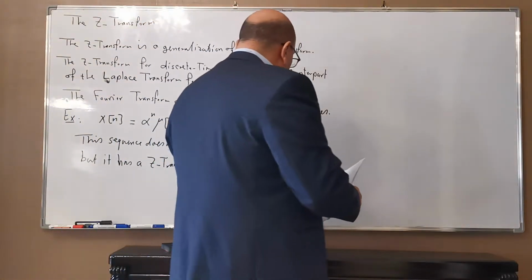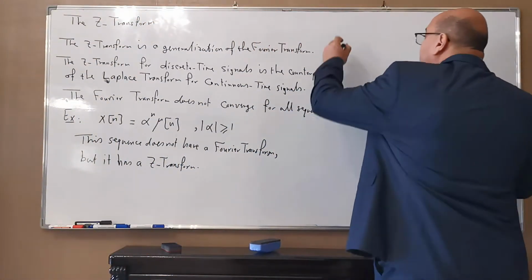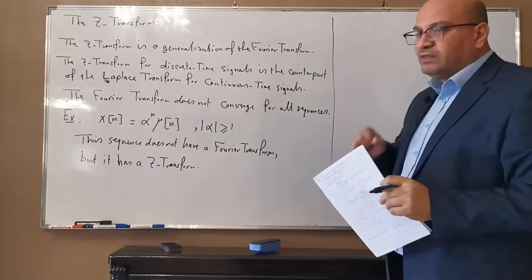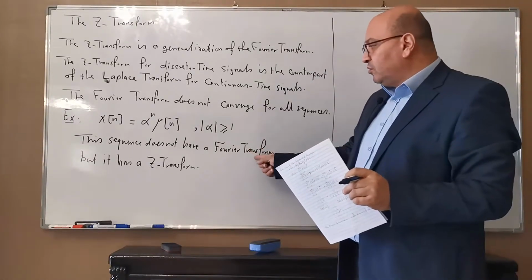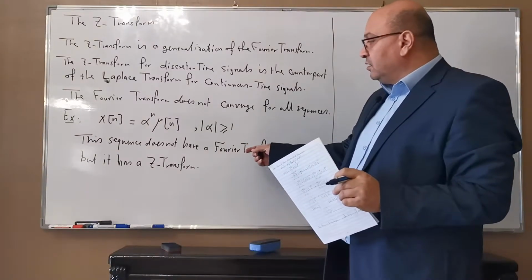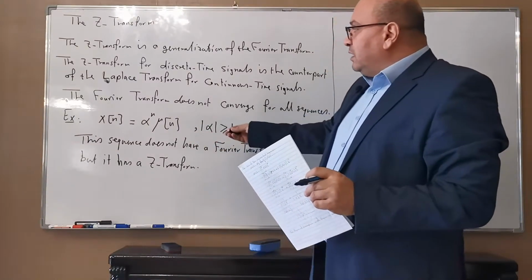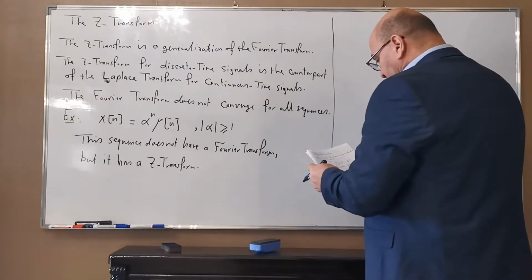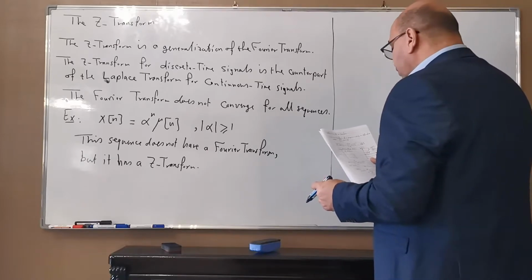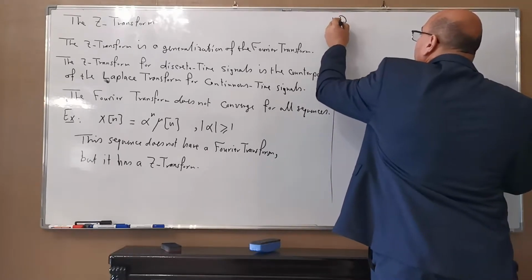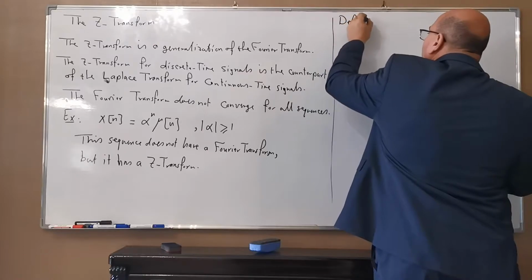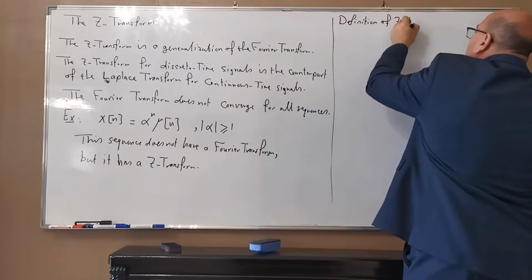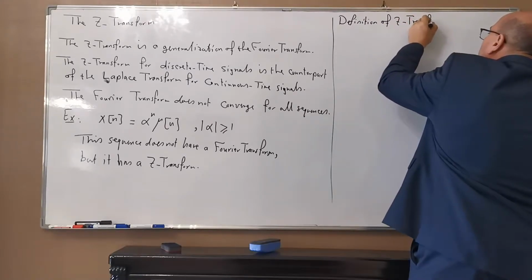Okay, so let's define the Z transform based on this. We need a generalization of the Fourier transform for the sequences that do not have a Fourier transform. We need an extra, generalized tool, and the Z transform is this generalized form of the transformation. So the definition of the Z transform.